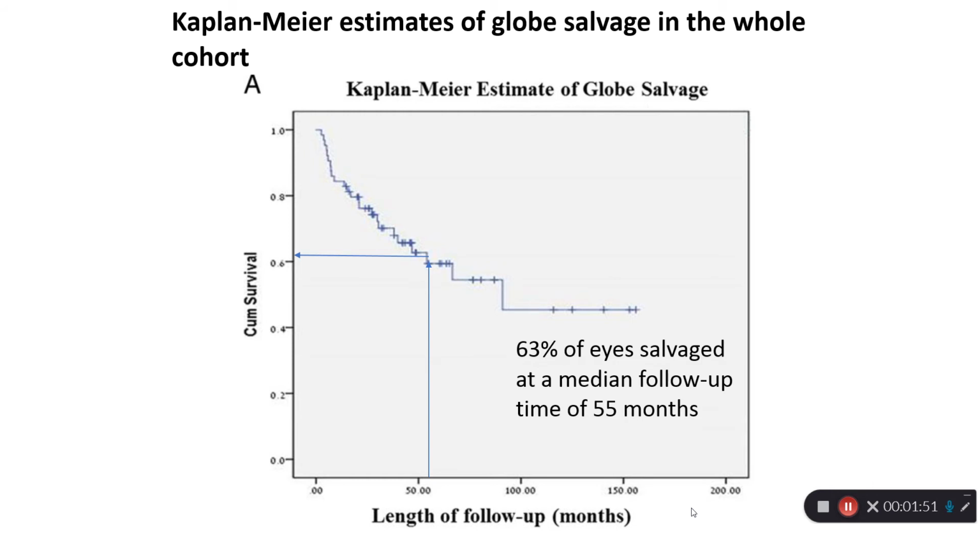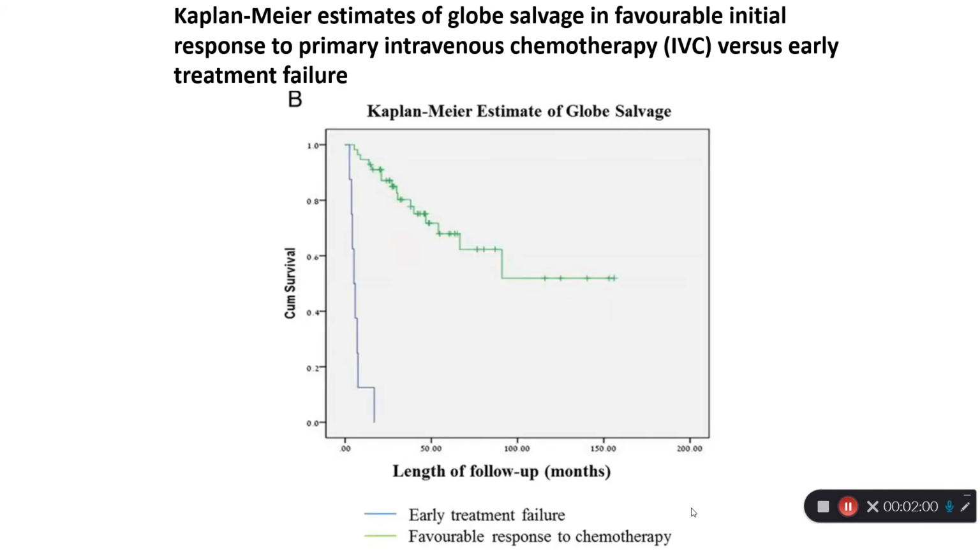Kaplan-Meier estimates of globe salvage: here's the closer picture of that, where 63% of the eyes were salvaged at a median follow-up time of about 55 months. But you can also do that to compare two different treatment modalities or two different conditions. Here's an example where that same data is looking at early treatment failure. So if they tried to treat the retinoblastoma but failed, you had a much worse result than if you actually went with the chemotherapy. You could keep your eyes for up to maybe 10 to 12 years longer.